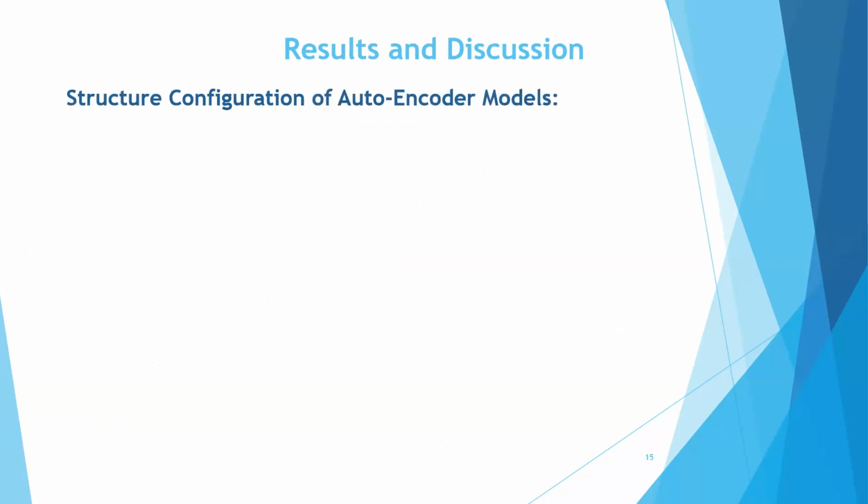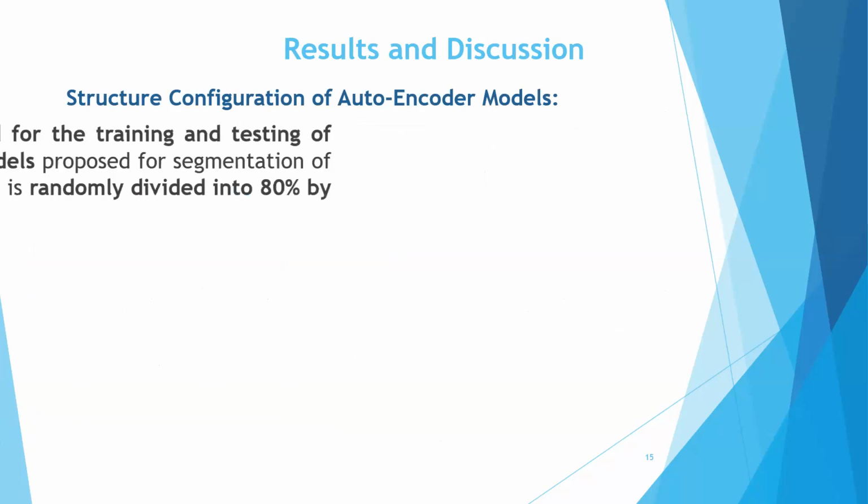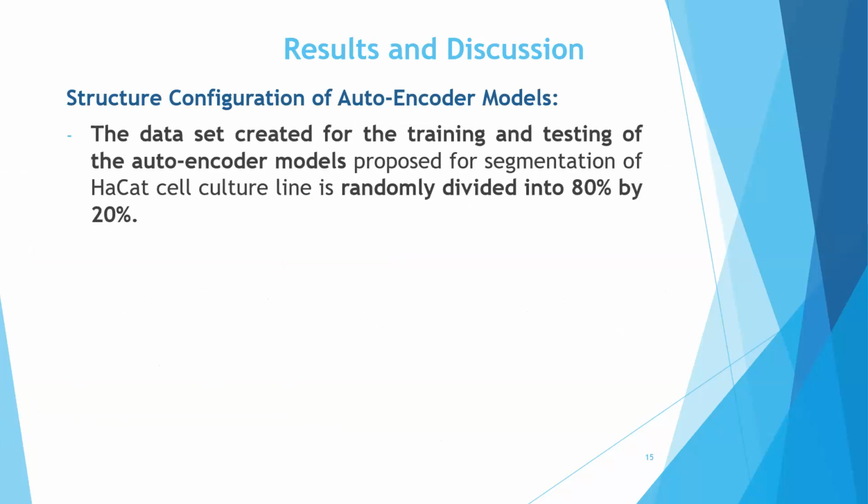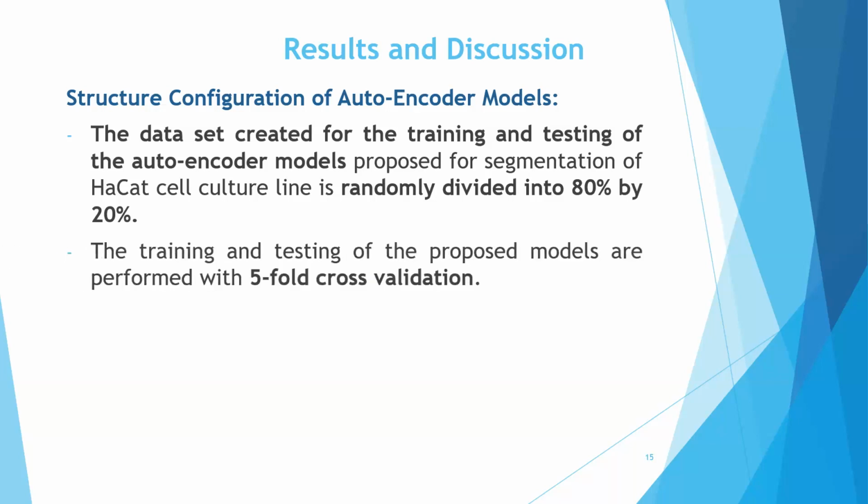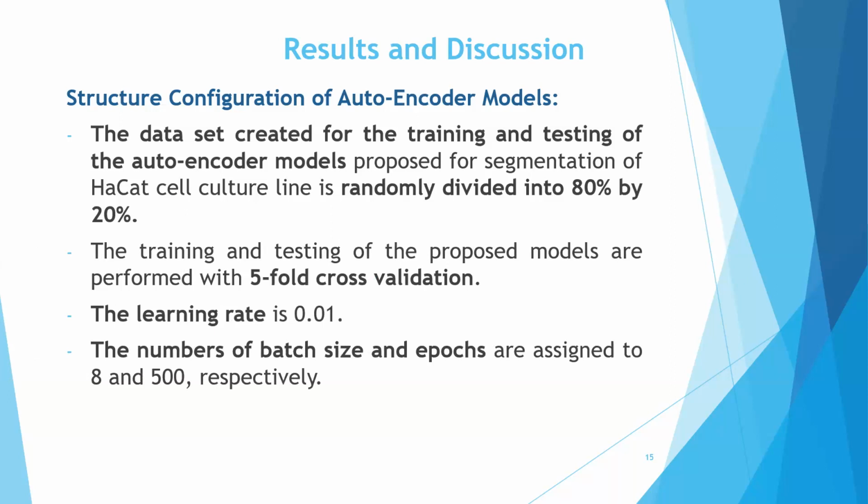Structural configurations of autoencoder models. The dataset created for the training and testing of the autoencoder models proposed for segmentation of HaCaT cell culture line is randomly split 80 by 20. The training and testing of the proposed models are performed with 5-fold cross-validation. The learning rate is 0.01. The batch size and number of epochs are set to 8 and 500 respectively.